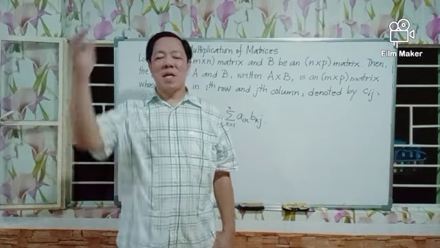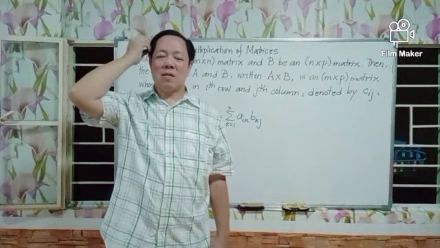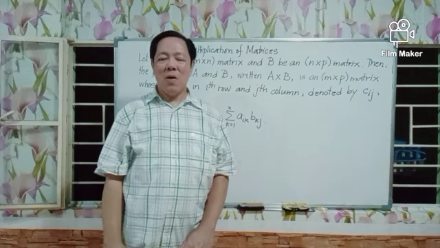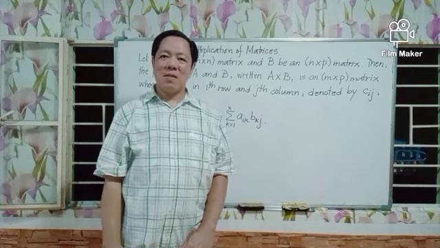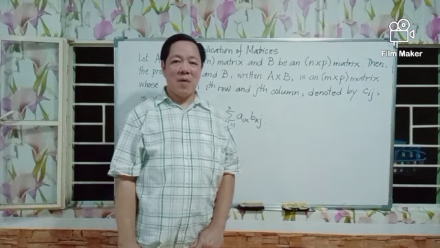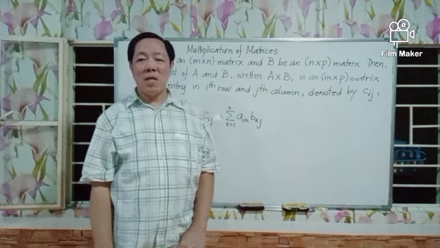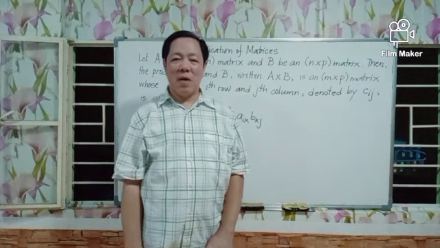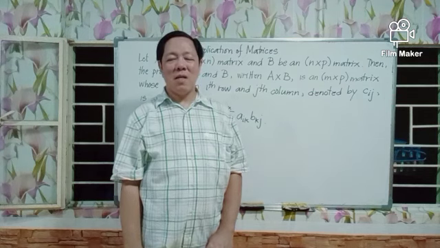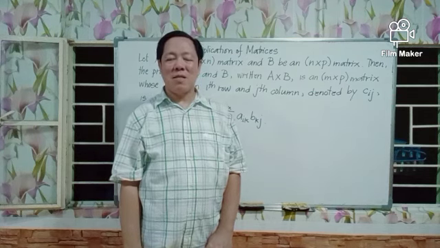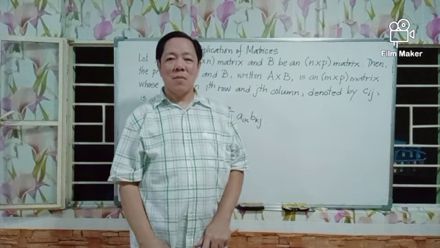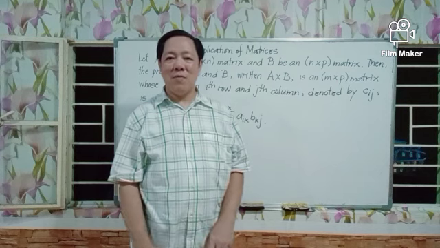We now define the product of two matrices. Now, the product of any two matrices may or may not be defined. That means we cannot multiply just any two matrices. There is a condition that must be satisfied by the two matrices so that their product is defined.